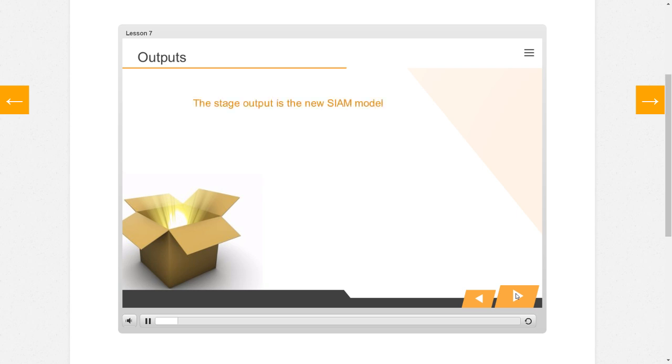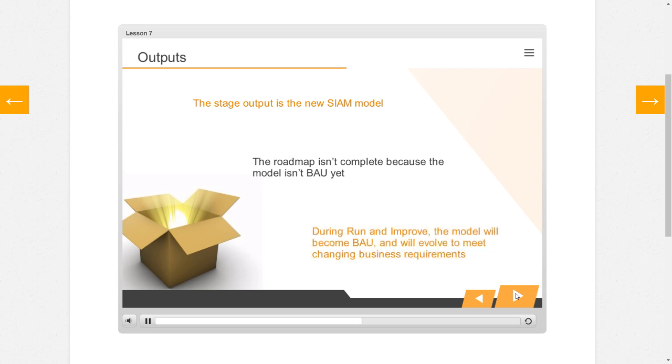The output from the Implement stage is the new SIAM model, in place and working, supported by appropriate contracts and agreements. This doesn't, however, mean the roadmap is complete. The SIAM model will still be seen as new by the organization and won't yet have become the business-as-usual way of working for the organization. During the next roadmap stage, Run and Improve, the model will become business as usual and will be adjusted as necessary to meet changing organizational requirements.